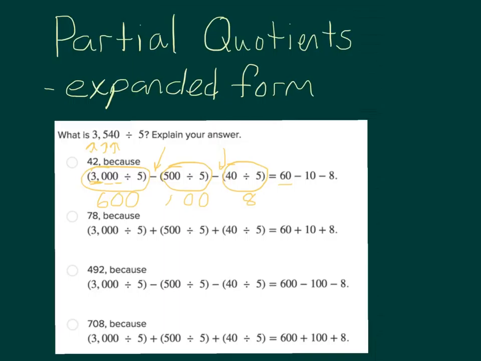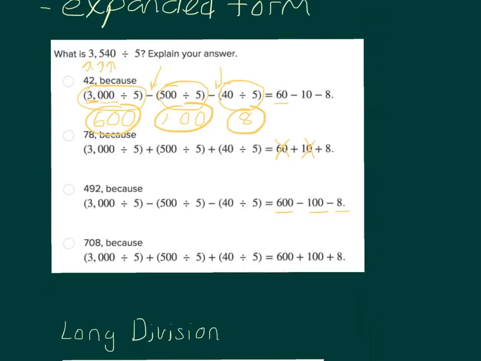So let's look at the next problem. It has some of the same problems. These partial quotients are not 60, 10, and 8. 60 and 10 are both wrong. It's supposed to be 600, 100, and 8. So 600, 108, the third option looks good except they're subtracting. You don't subtract the partial quotients. You put them together. You add them up. So it looks like it better be this last one. 600, 100, and 8 put together, 708, that's it. Okay, so that's the correct answer.